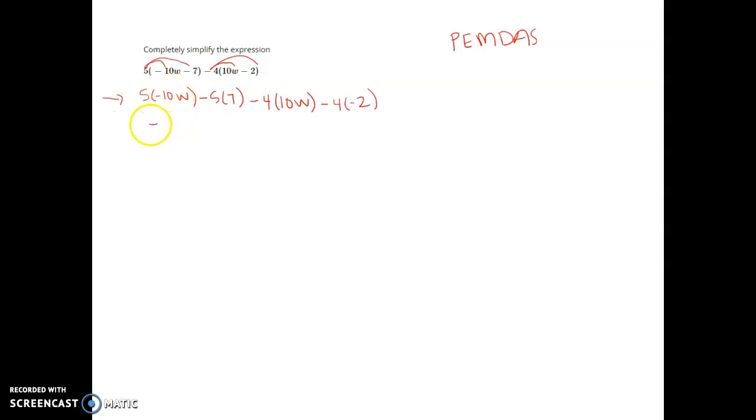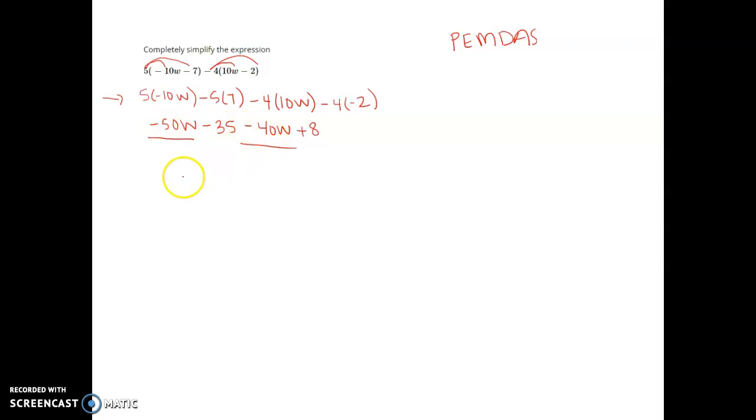5 times negative 10w, we get negative 50w, minus 5 times 7 becomes negative 35, minus 40w, plus 8. Negative 4 times negative 2 becomes a plus 8. Now, at this point, we want to combine like terms. We've multiplied everything that we can, so let's look at negative 50w and a minus 40w. We want to remember, keep that negative sign in front of the 40.